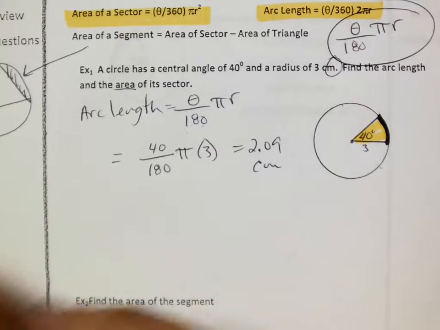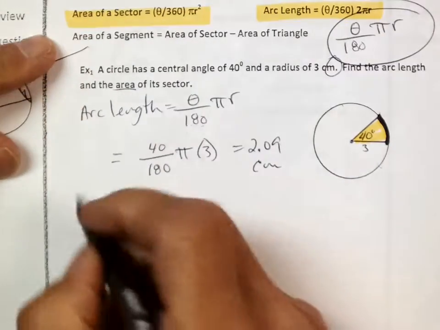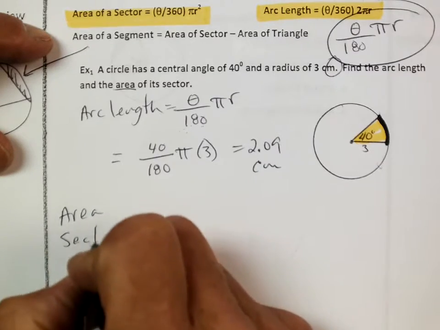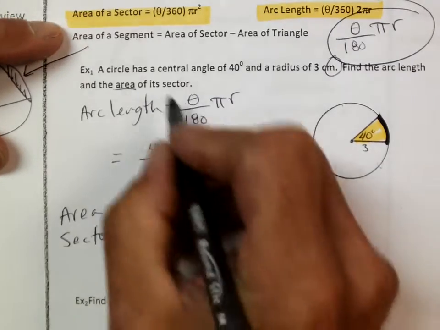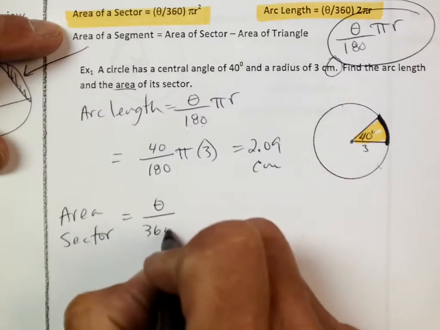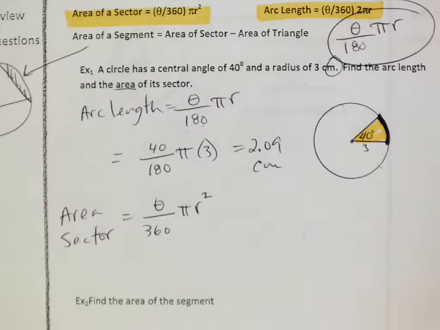What's the area of that wedge? Again, I have a formula. The area of my sector is going to be theta over 360 times pi times the radius squared. I'm just going to plug the numbers in.